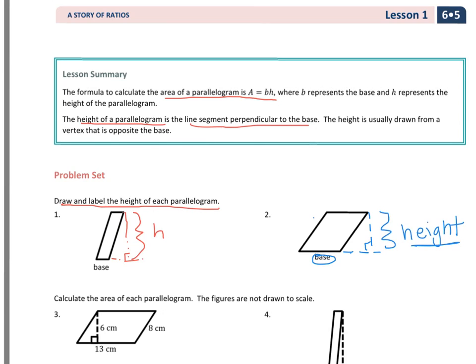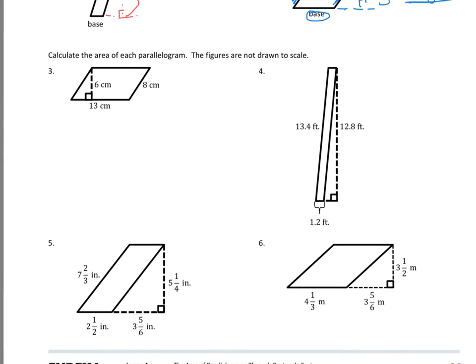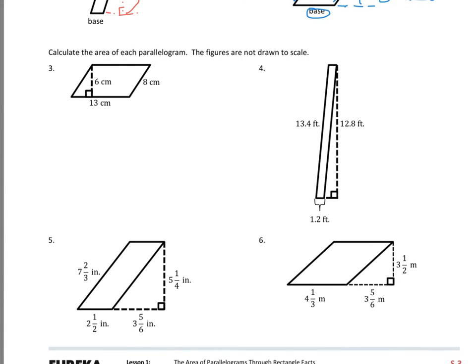So when I'm doing my area for these, I'm using this measurement and that measurement. I'm not using these because those aren't height. That's just a measure of the side. So let's take a look down below. We have 3 through 6 here. I'll do 2 of these. I'll do 3, and then we'll glance at one of the ones down below.